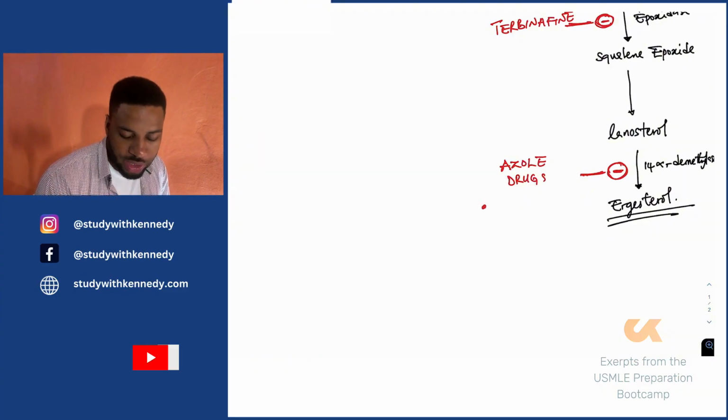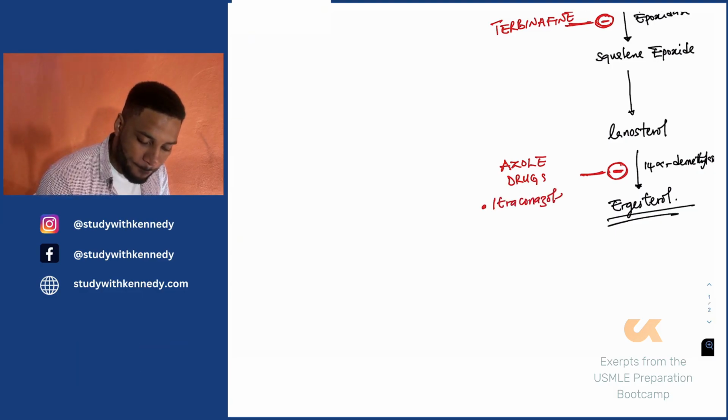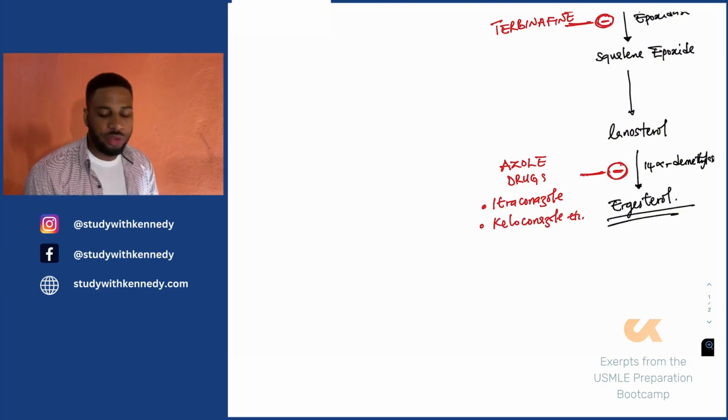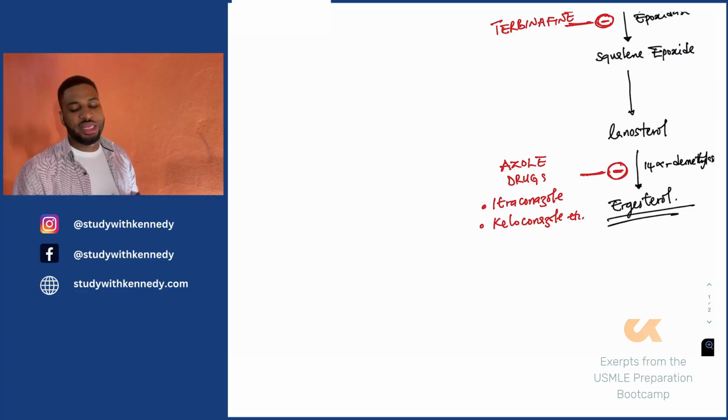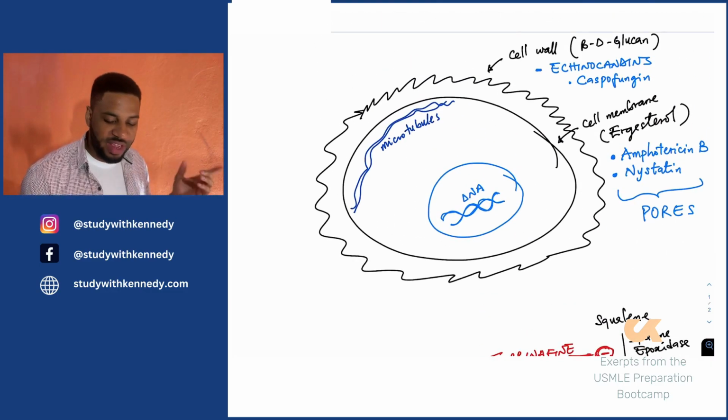Drugs like ketoconazole or itraconazole, ketoconazole, and so on. Those are the Azole medications. They end in azole. That's why we call them Azole drugs. Those medications inhibit 14 alpha demethylase. So far we've seen about 4 or 5 medications.